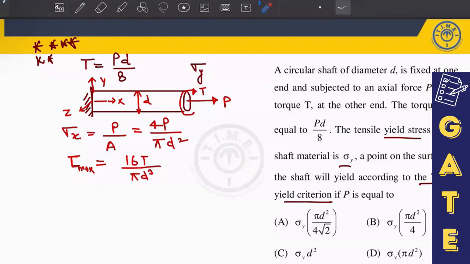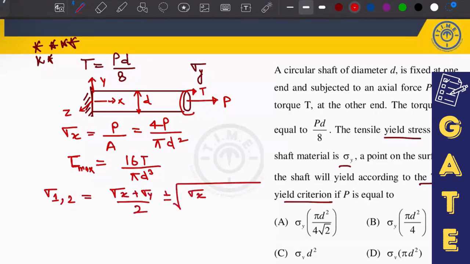Fine. So you already know sigma x and the tau value. Can you calculate sigma 1 and 2? Sigma 1 and 2 is sigma x plus sigma y by 2, plus minus the square root of sigma x minus sigma y by 2 whole square plus tau square.